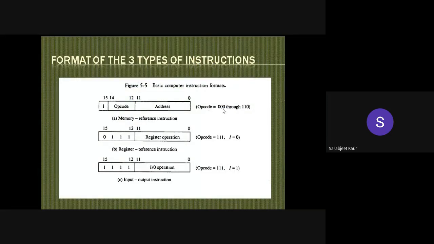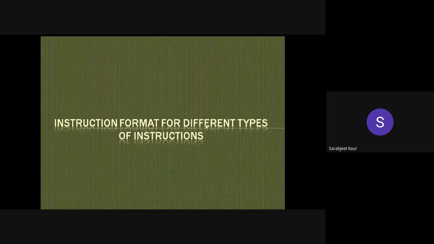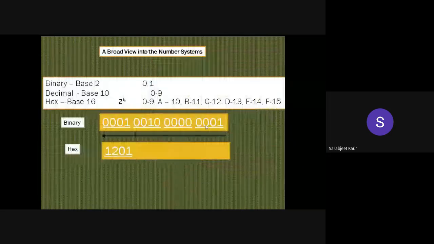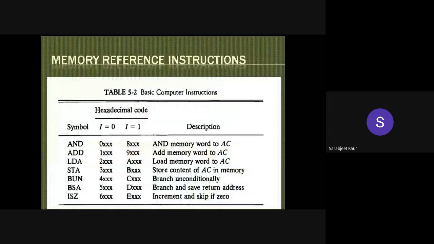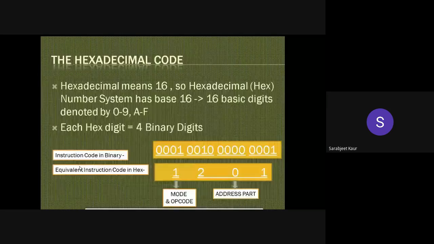So yeah, if you remember this 000 111, if the I was 0 and the opcode was 000 through 110, then it meant what? It meant a memory reference instruction. And if you remember, we had seen some, yeah, here you can see that. You can see these are the register reference instructions there. So if you remember, 000 was for AND, then 001 was for add, then 010 was for LDA. So all these are memory reference instructions.